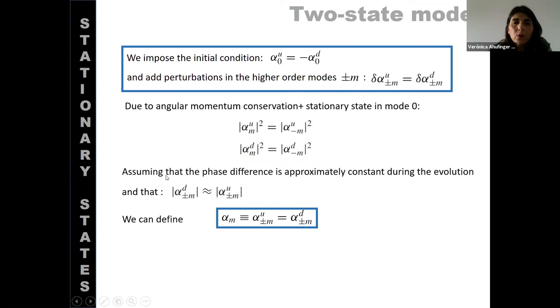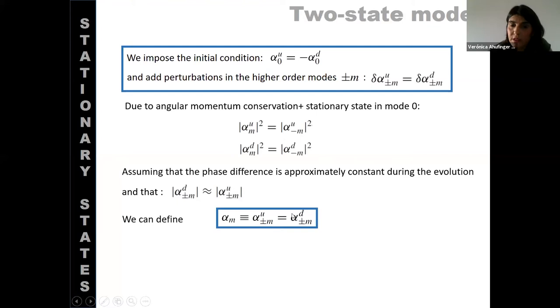Also, we assume that the phase difference is approximately constant during the time evolution. And also that the probability amplitudes of the excitation, the perturbations in both rings, remain equal. Under these conditions, we can define a variable, alpha m, that is nothing else than the probability amplitude of the perturbations in both plus and minus m for both rings.